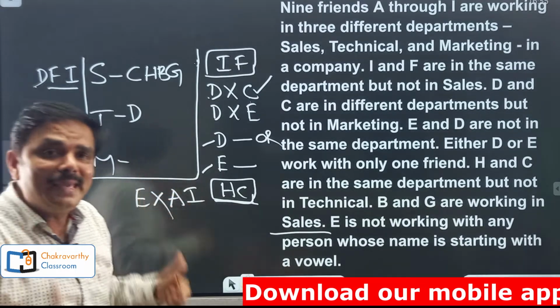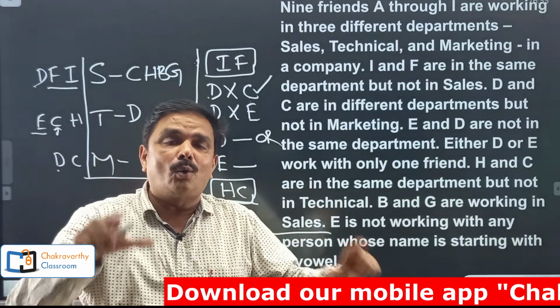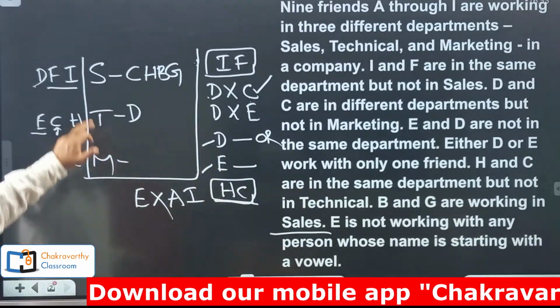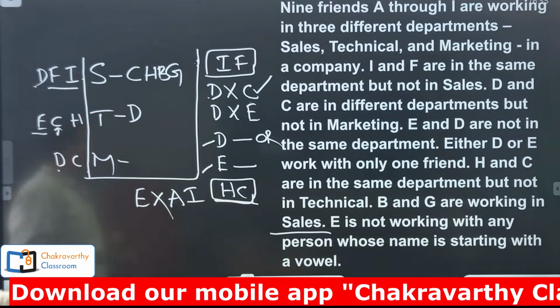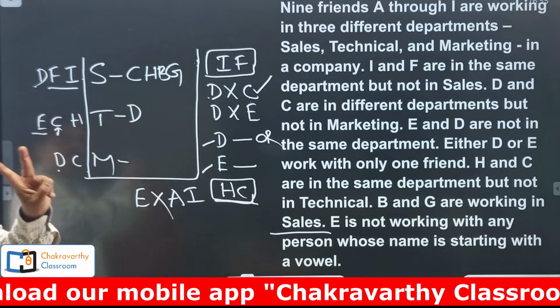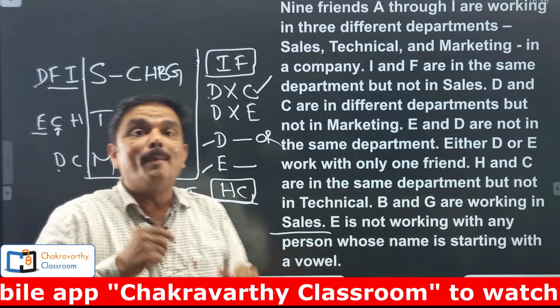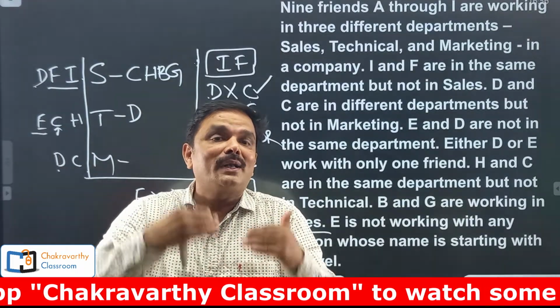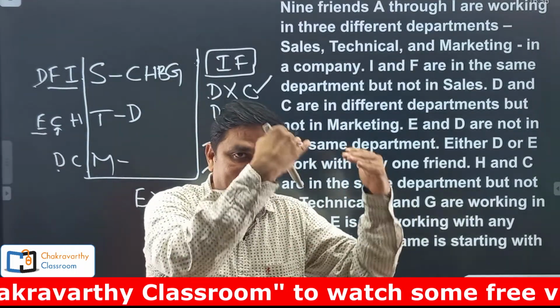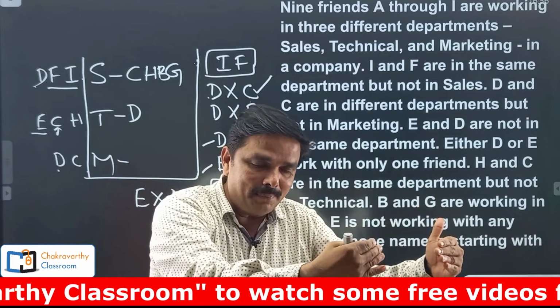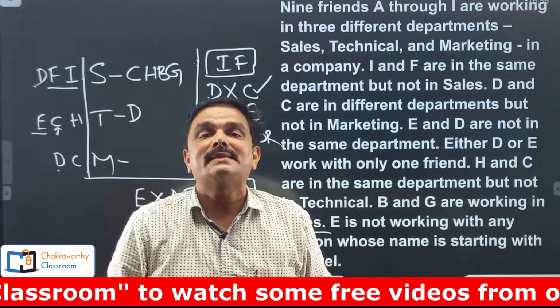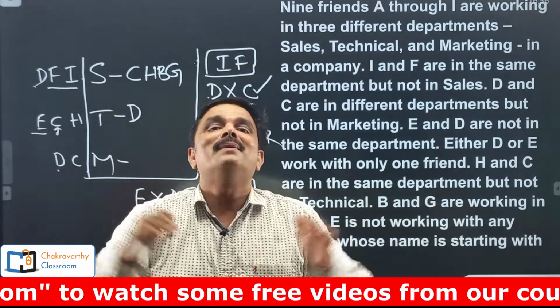Where shall I keep E? Now for E, there are only two possibilities. What are the two possibilities? This and this. For F and I together, two possibilities, here or here. You take any one and go by hit and trial method. What if I keep this one E, for example, here? What if I keep E here? What are the consequences? In that way you have to eliminate.